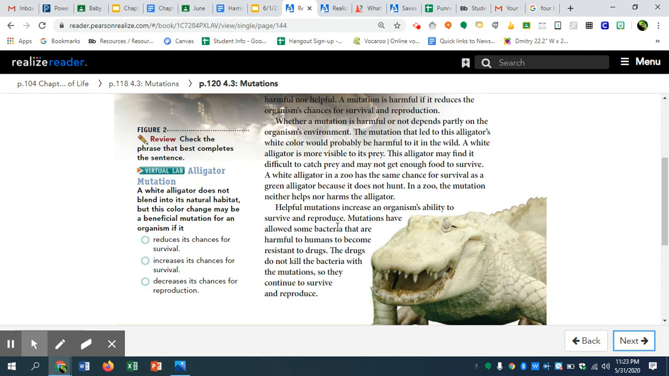Helpful mutations increase the organism's ability to survive and reproduce. Mutations have allowed some bacteria that are harmful to humans to become drug resistant.